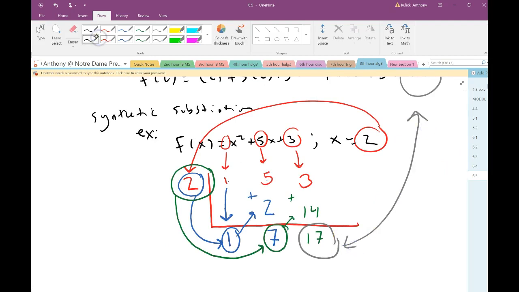And you might say to yourself, Mr. Kulik, why bother with this? It seems like a really difficult and kind of convoluted process to do something that was pretty easy. I'd say, I agree. But here's the thing. Synthetic substitution we can use to get around doing some kinds of polynomial divisions. It will be the exact same process, and the process is much easier compared to the long division.